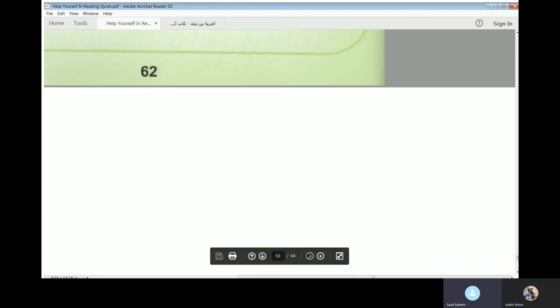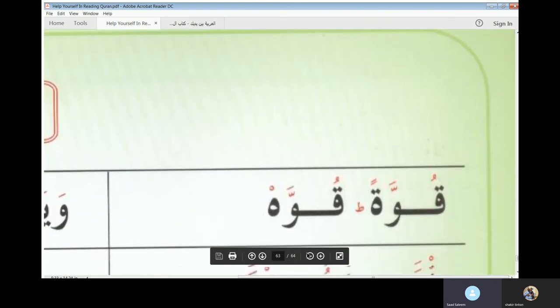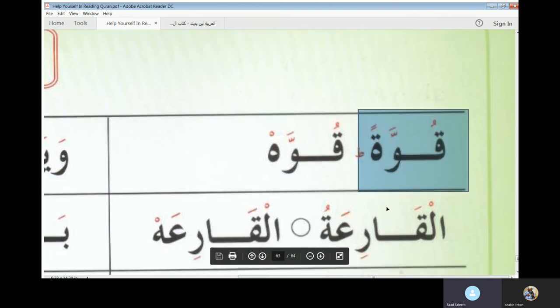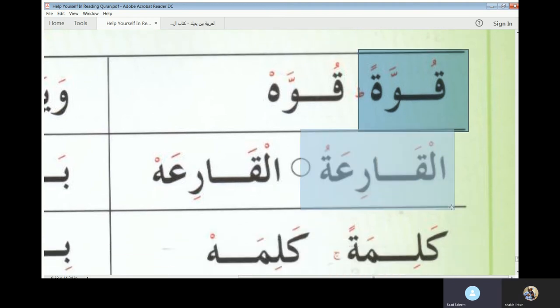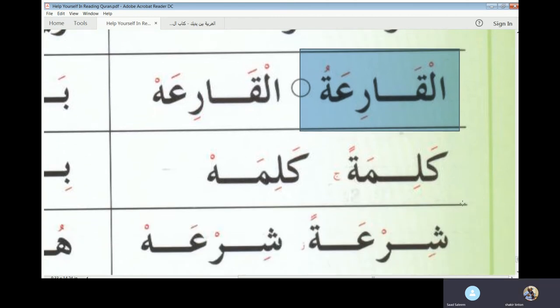Here we have completed this book. No, there is one exercise left. Okay. Kuwa. Al-Qari'ah.